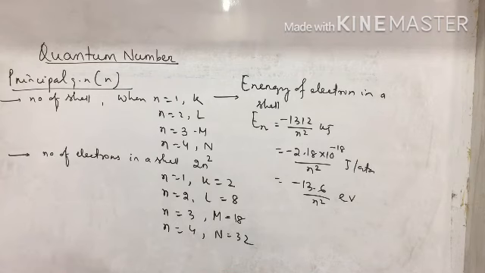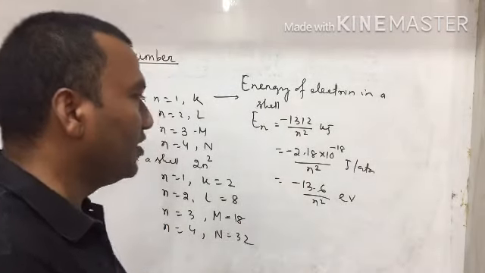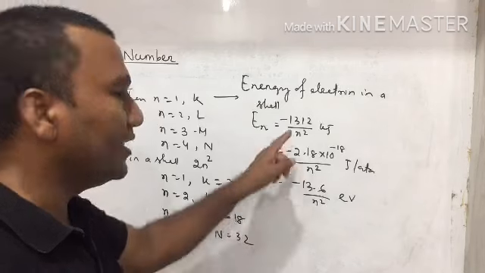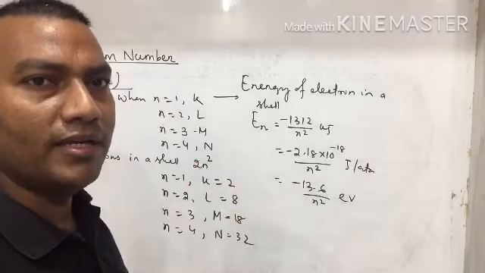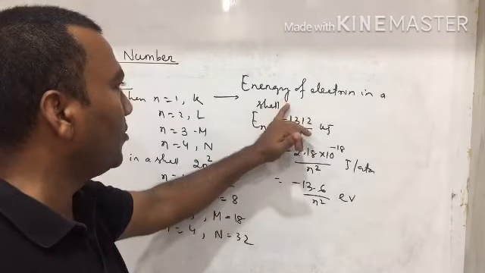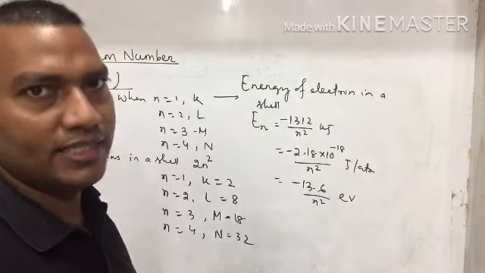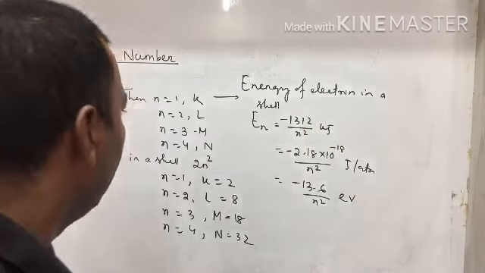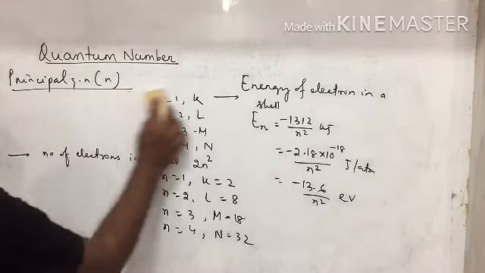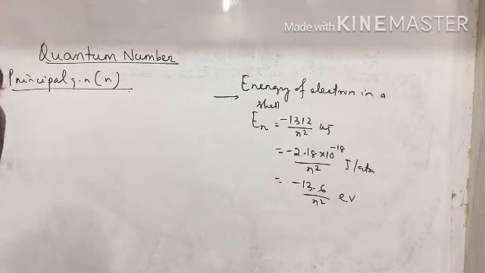Okay. So first is in kilojoule unit, and next is what? In joule per atom unit, or 13.6, that is electron volt unit. So what is n? n is the principal quantum number. Clear? So principal quantum number also explains the energy of an electron in a cell. That is actually Bohr's theory also.